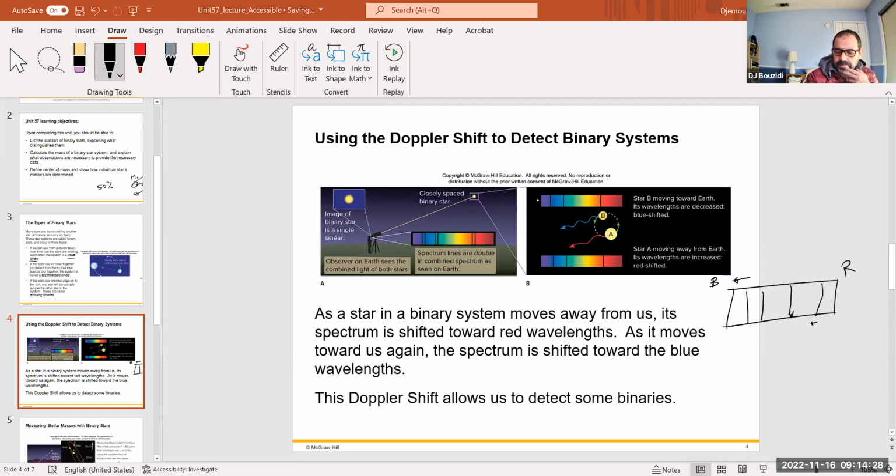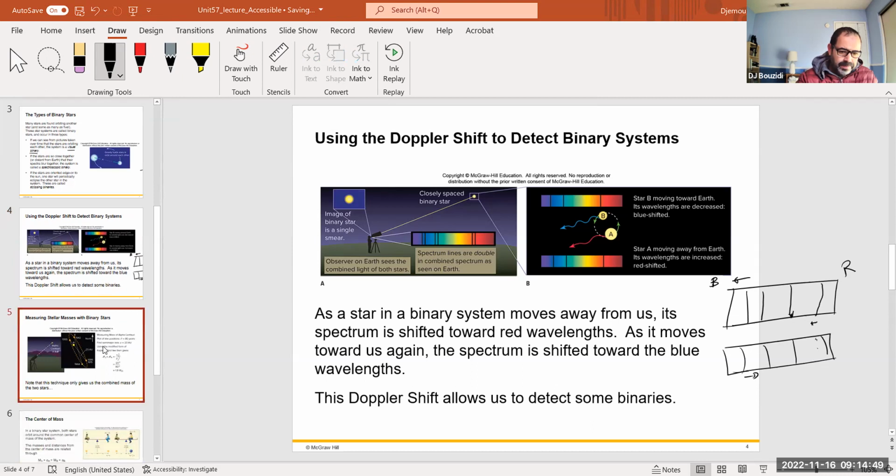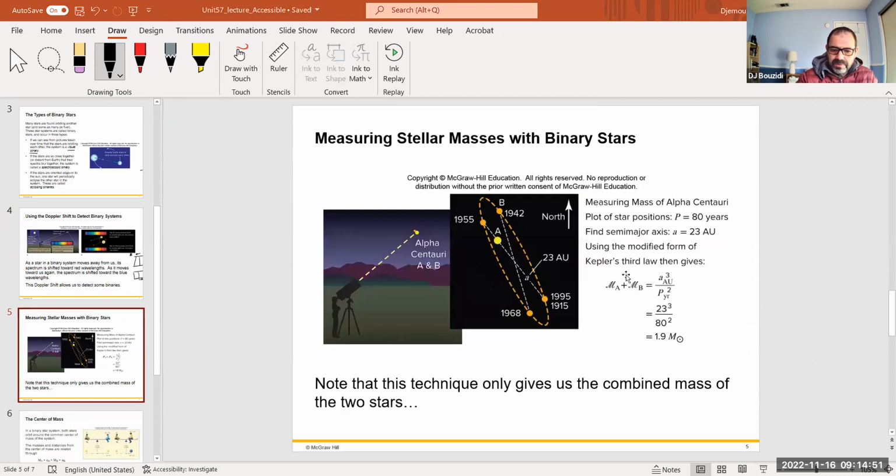And if the star is receding away from us, moving away from us, then the spectrum will be shifted toward the red. It doesn't mean that the blue color is red anymore. It means it has shifted. It's less blue than it was before. So that's basically the Doppler shift effect. Armed with this technique, we can use it for a binary.